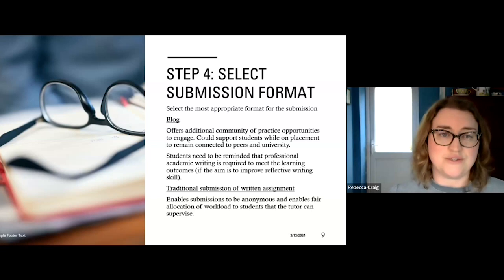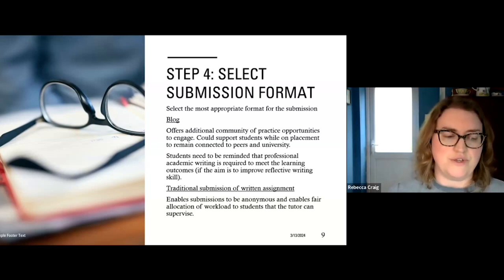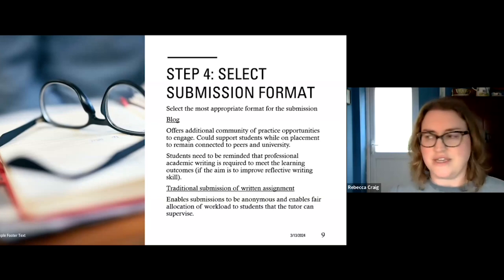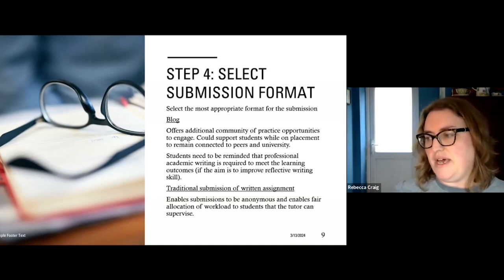Then, of course, we've got the more traditional submission of a written assignment. So this was the more successful route for having critical feedback on developing reflective writing skills. It also enabled a more structured approach where students more formally used a reflective cycle. So that was really popular.